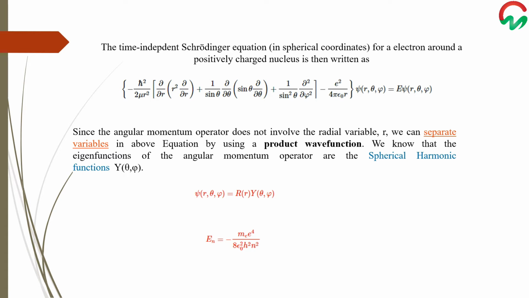where the bond length was fixed, as in the rigid rotator model that we have discussed previously. The time-independent Schrödinger wave equation in spherical coordinates for the electron around the positively charged nucleus is written as shown in this equation. Since the angular momentum operator does not involve any radial variable r, we can separate these variables in the above equation by using the product wave function. And we know that the eigenfunctions of the angular momentum operator are the spherical harmonic functions Y(theta, phi).